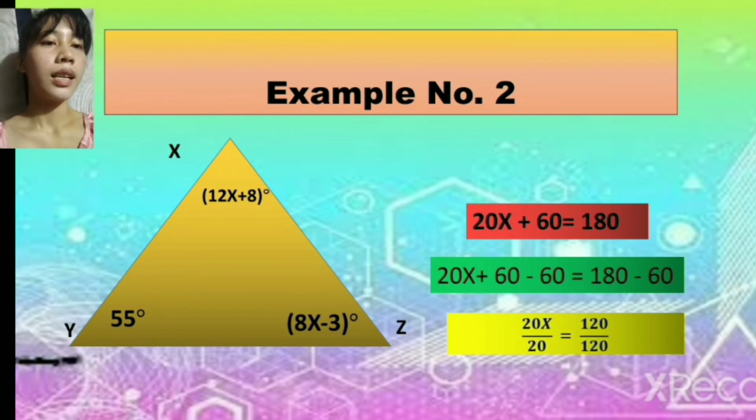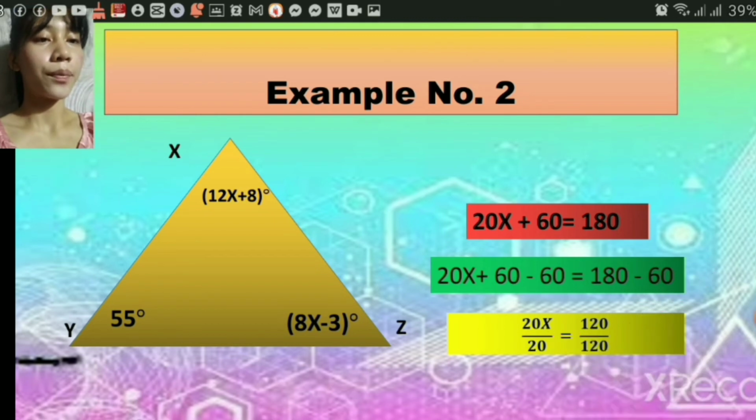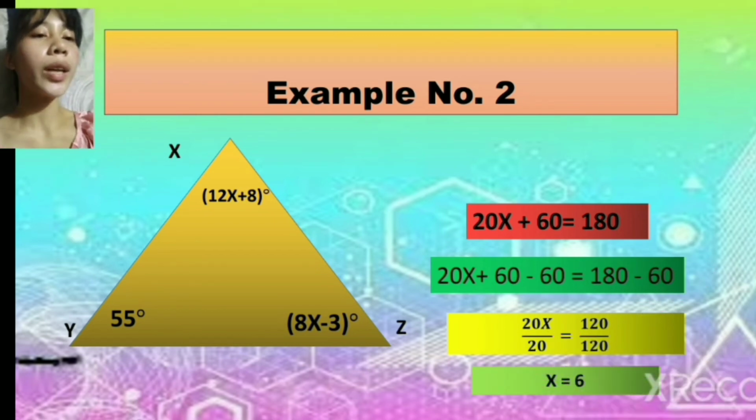And then 20x is equals to 180 degrees minus 60, which is 120. And then by using the division property, 20x over 20 is equals to 120 over 20. Sorry, this is 20, it's not 120, alright. So 120 divided by 20 is equals to x. So we have now the value of x, which is 6.